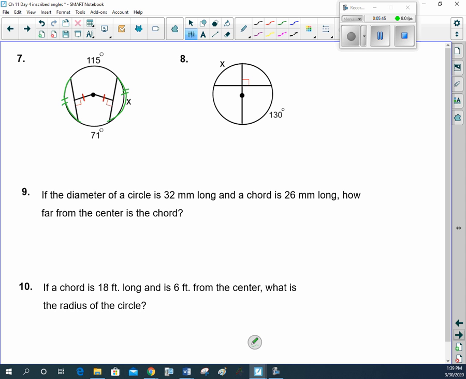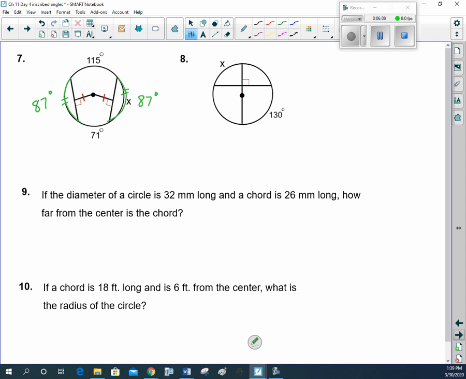So if we're trying to figure out what x is in terms of degrees, I know that all the way around a circle is 360. So I'm going to subtract the 115 and the 71. That gives me 174, but that's between the two of them, so I'm going to divide that by 2, and I get 87 degrees for each of those. So 87 degrees for this side, 87 for that side. So x is 87 degrees.